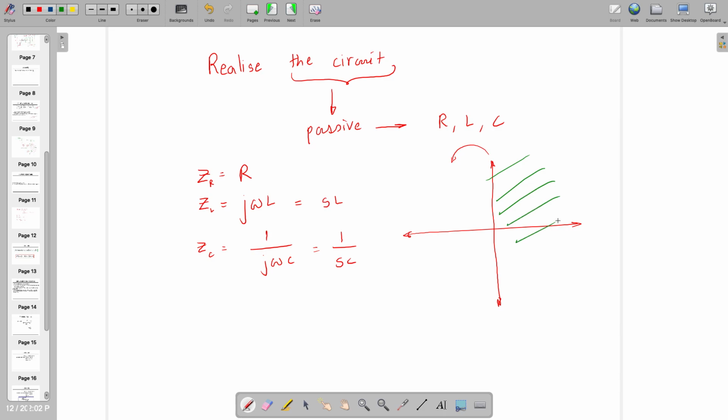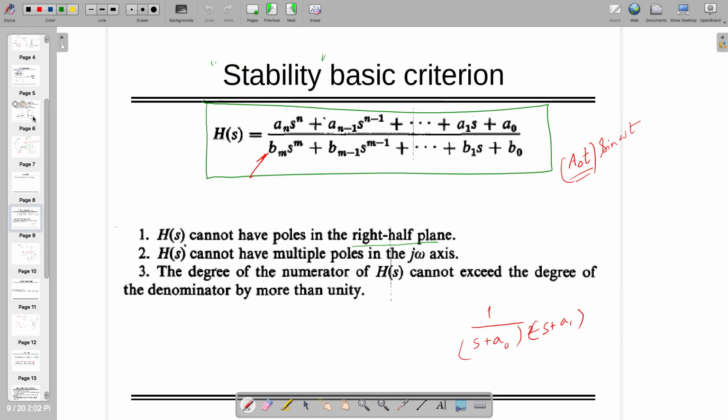So we should avoid this particular area, which is known as the right half plane, or we will not synthesize any element which will be negative. A negative element will not be synthesizable, right?